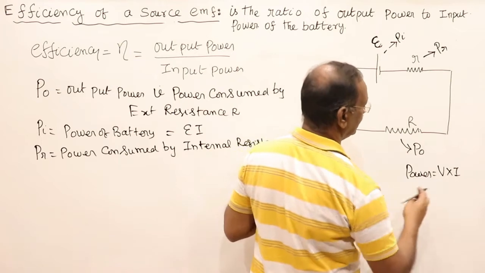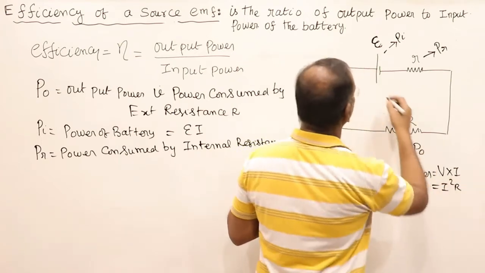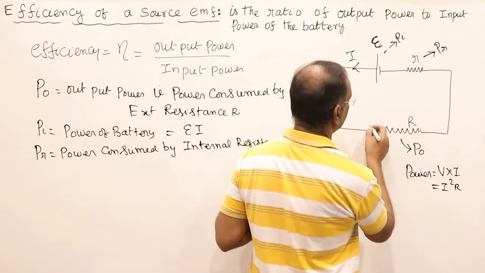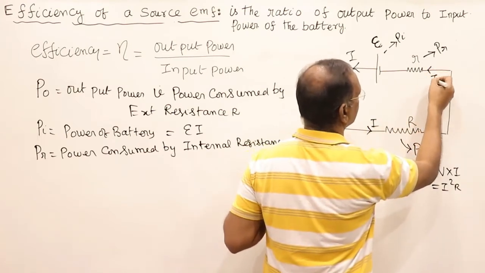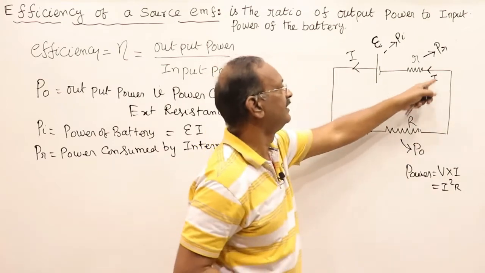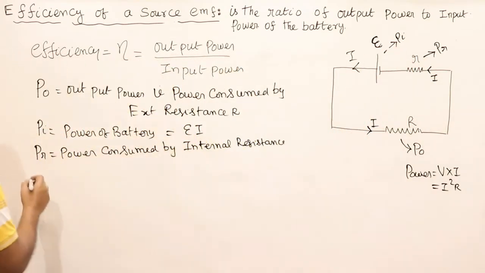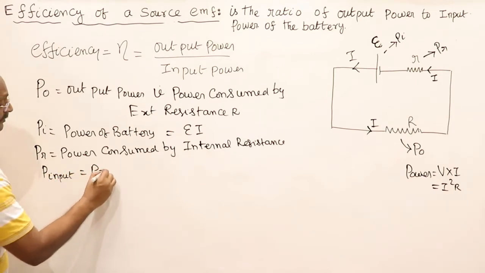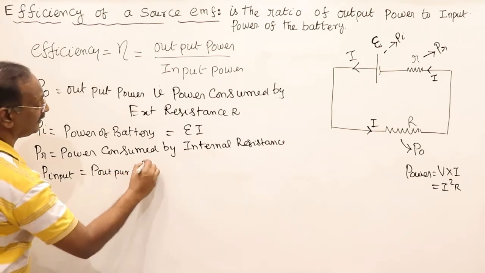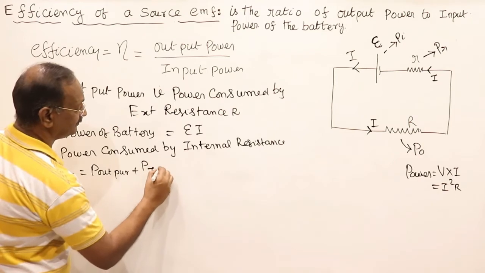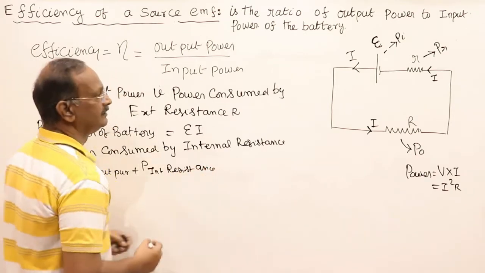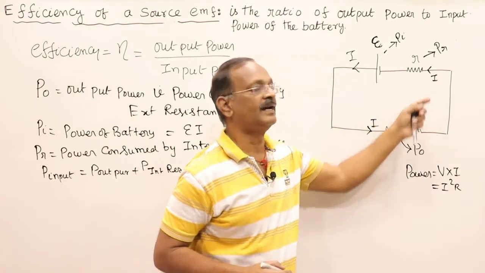Power can also be written as I squared r. This is giving current in this direction, so some power is consumed here, because the same current I is also flowing here. So there will be I squared into r. That is the power loss. So we can say the power supplied by the battery, the input power, is equal to P output plus the power lost in the internal resistance. This battery is supplying power, which is consumed here as well as here.